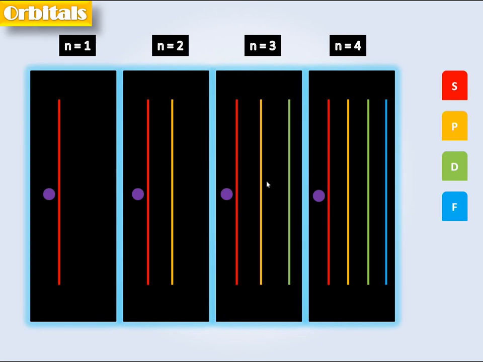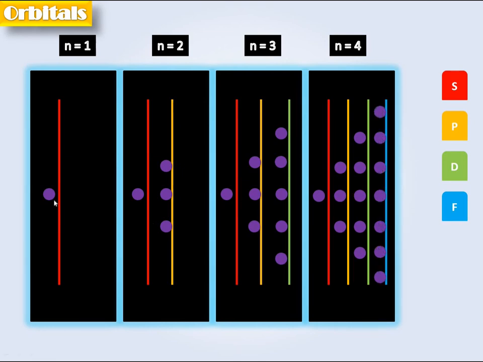So the S sub-level contains orbitals that are 1 in value, right? The next sub-level, which is going to be the P, contains 3 orbitals. Okay, these are the orbitals, just in case you don't know. And the next one, D, sub-level D contains 5 orbitals. And finally, the last, F, contains 7 orbitals.